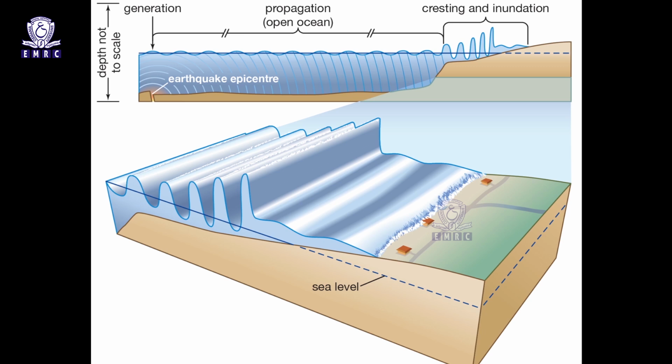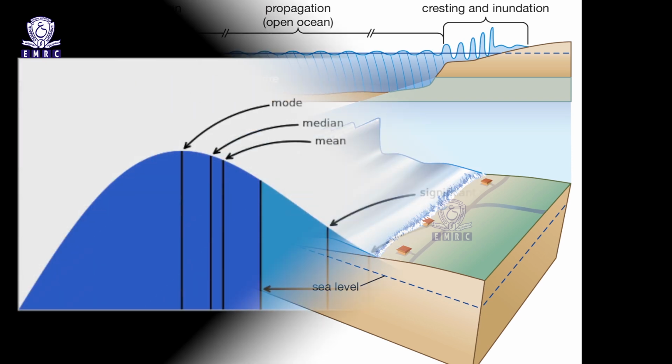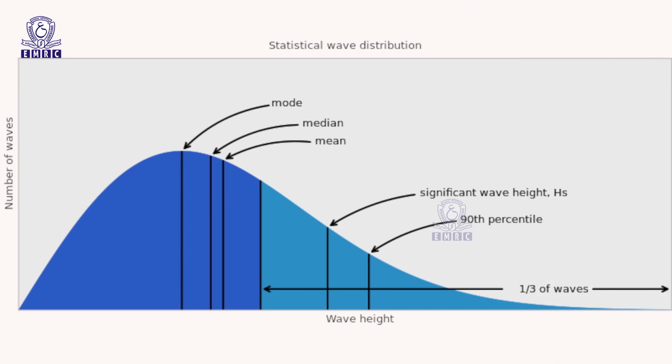The ocean surface represents an irregular mixture of hundreds of waves of different speeds and sizes, all coming from different directions and interacting with each other. A histogram of the wave heights within this mixture reveals a bell-shaped curve.